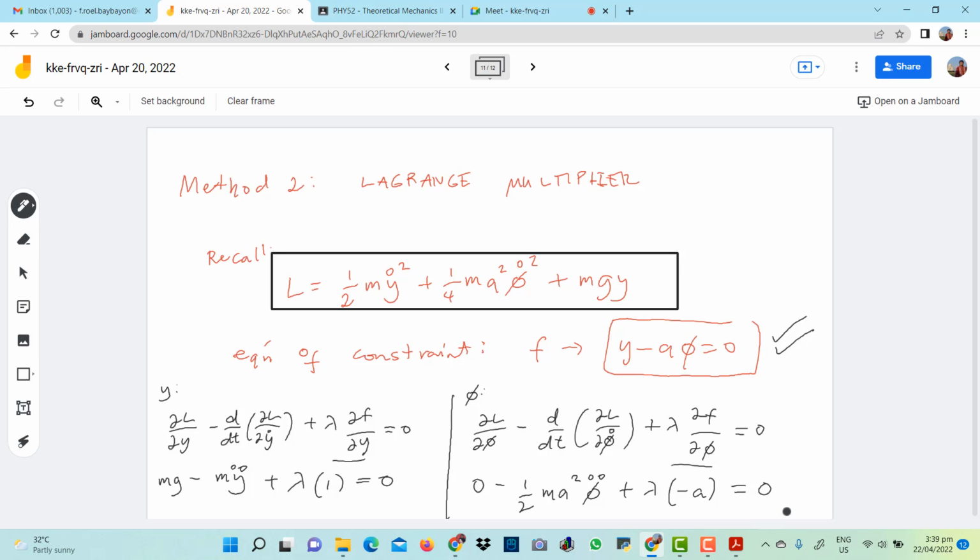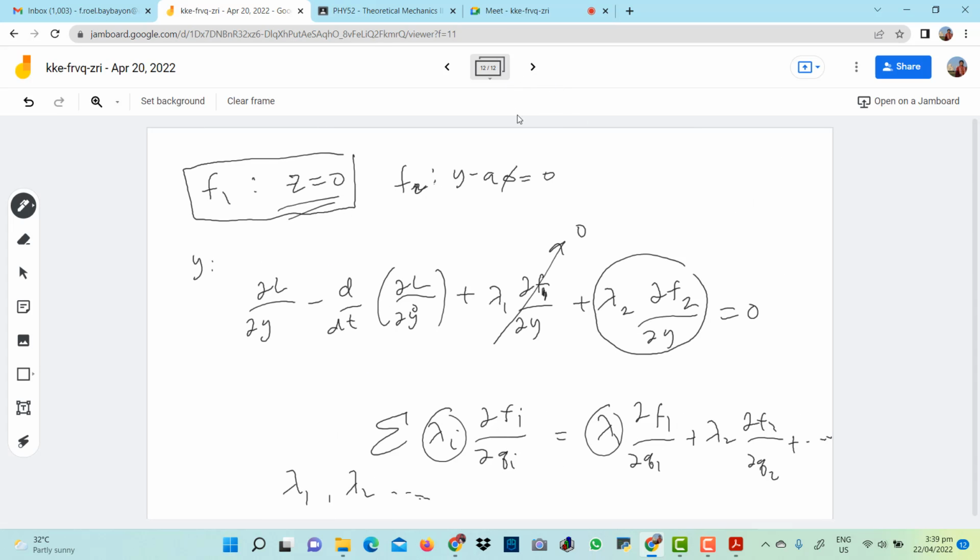Okay. So I have this. Your goal is to solve for the lambda, and once you solve for the lambda, you can solve for the equation of motion. And let's check if they have the same answer. Okay, so let's look at this. Okay, so I have mg.